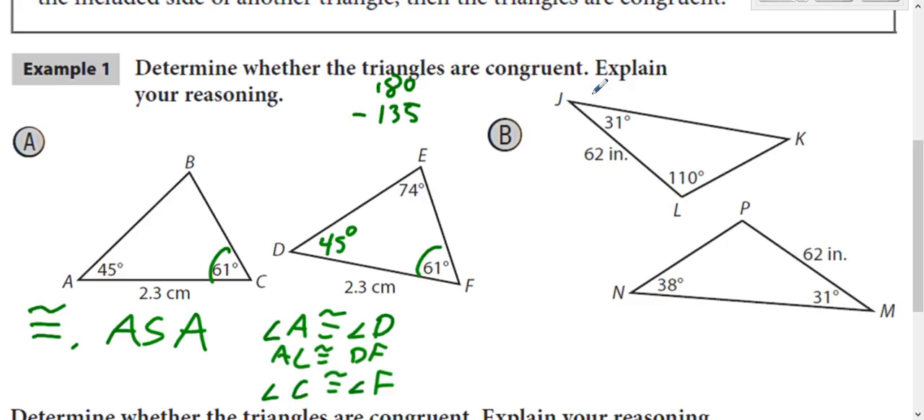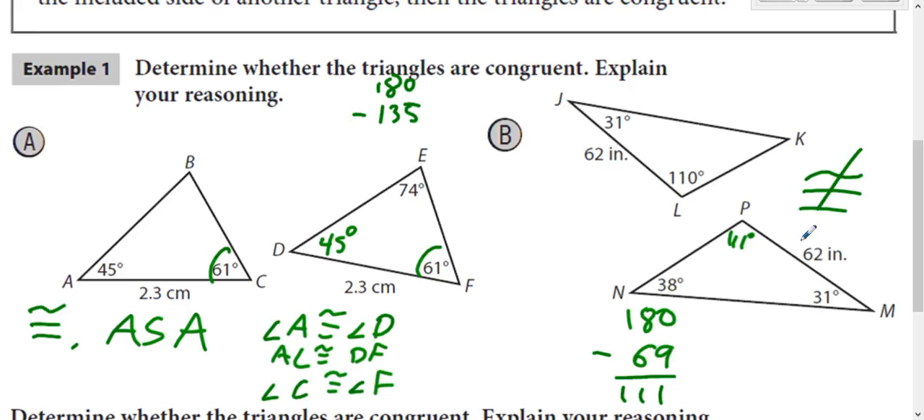So for our next example, we've got a 31-degree angle and a 110-degree angle with 62 inches between. So here's our 31-degree angle. There's 62 inches. This angle up here would need to be 110, so that we have 110, 31, and the side in between. So figure out what that angle is. 31 plus 38 is 69. 180 minus 69 is 111. So the angles are not congruent, so therefore the triangles are not congruent. It's off by 1 degree.